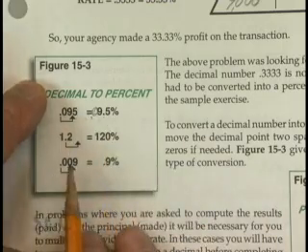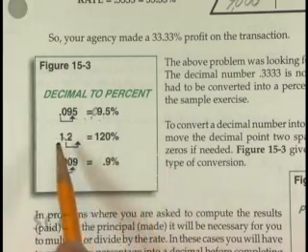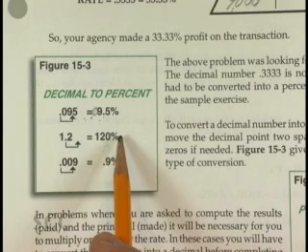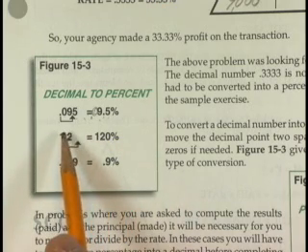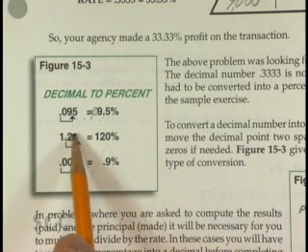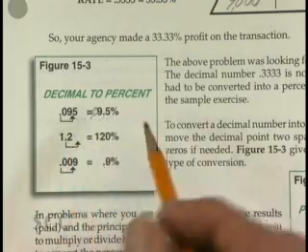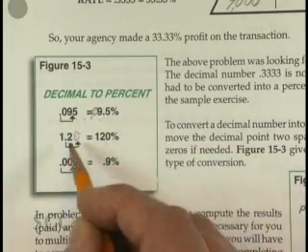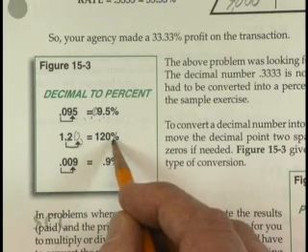Okay? Same thing here. I may very well have a number and I want to convert it to a percent. I do just the opposite. If I want to convert 1.2 to a percent, which means it's more than 1, I put a decimal point, I put a 0 here and I move it over here, and that becomes 120%.